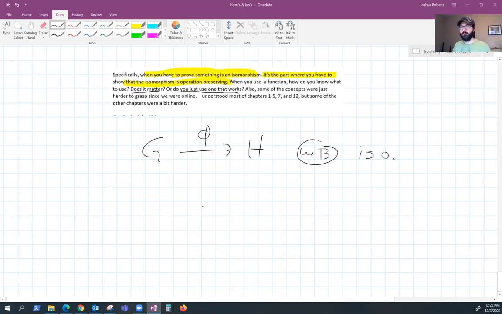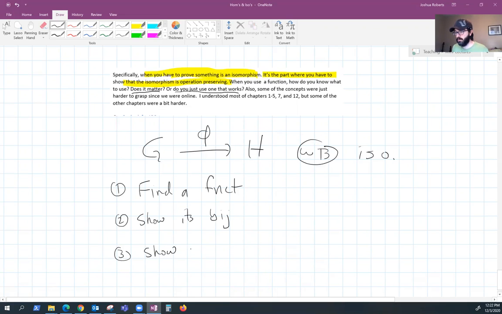If I just give you two groups, and I say, show that these two groups are isomorphic, well, you have to find a function, define a function between them. You have to show it's bijective, and then you have to show it's a homomorphism, or what you called up here, operation preserving. Okay. But yeah, you just find one that works, right? If it's not given to you, you just have to find one that works. And it can be tricky sometimes, but you just kind of have to play around with it.